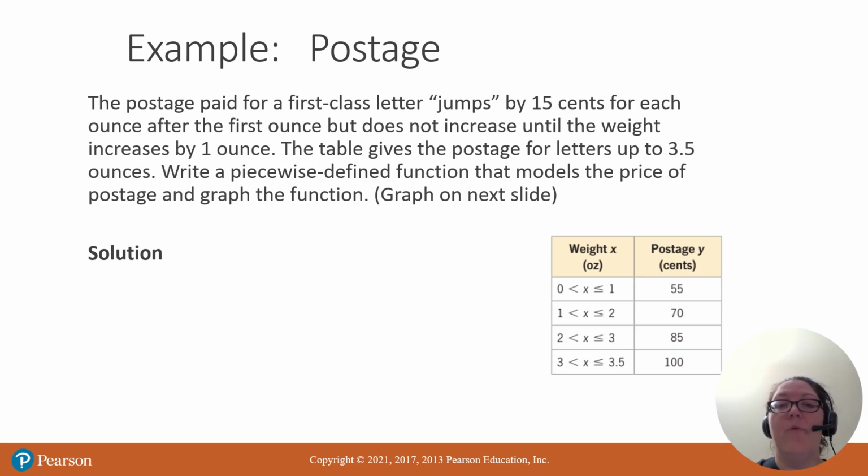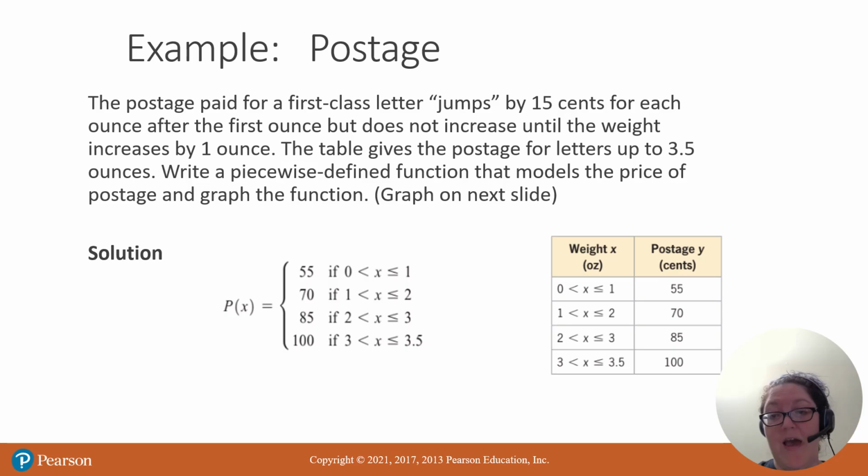Okay, so with our piecewise function, we can name it anything. Since I'm dealing with postage, let's call it P of x. And I'm going to have 4 pieces to it. So we've got 55, 70, 85, and 100. And those are only going to work if x is between those numbers that we've defined already. Now, sometimes you're going to see this part right here where it says if. Sometimes you'll see that if as a comma, and sometimes you'll see it as the word if. It doesn't actually matter which one you see.